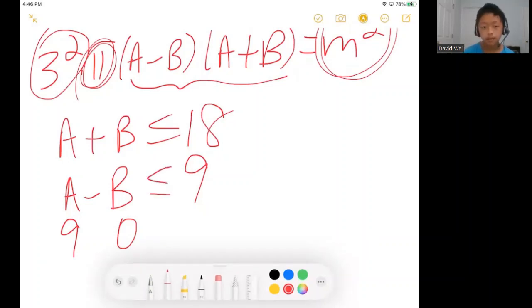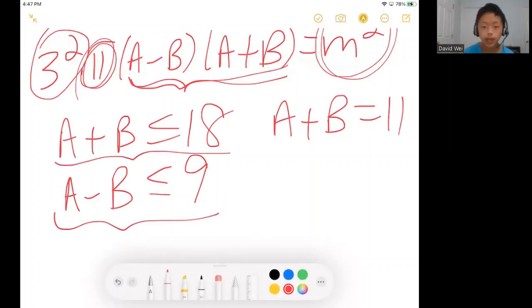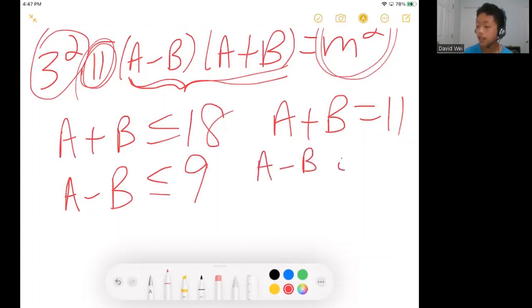So we see that the only way to have a factor of 11 in A minus B times A plus B is if we have A plus B equal to 11. That's the only way we can have A minus B times A plus B be divisible by 11. Because we can't have A minus B be 11, since we know it's at most 9. So we have to have A plus B be 11. It cannot be 22 or 33 or some other multiple of 11, because we know it's at most 18. So A plus B has to be 11.